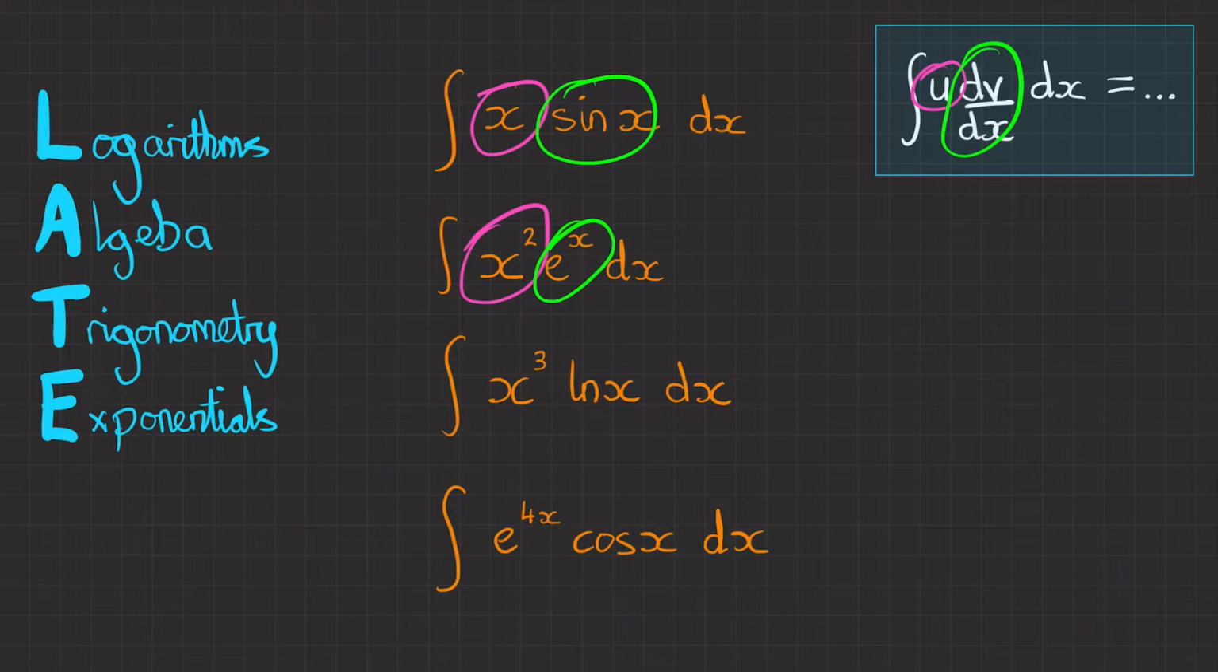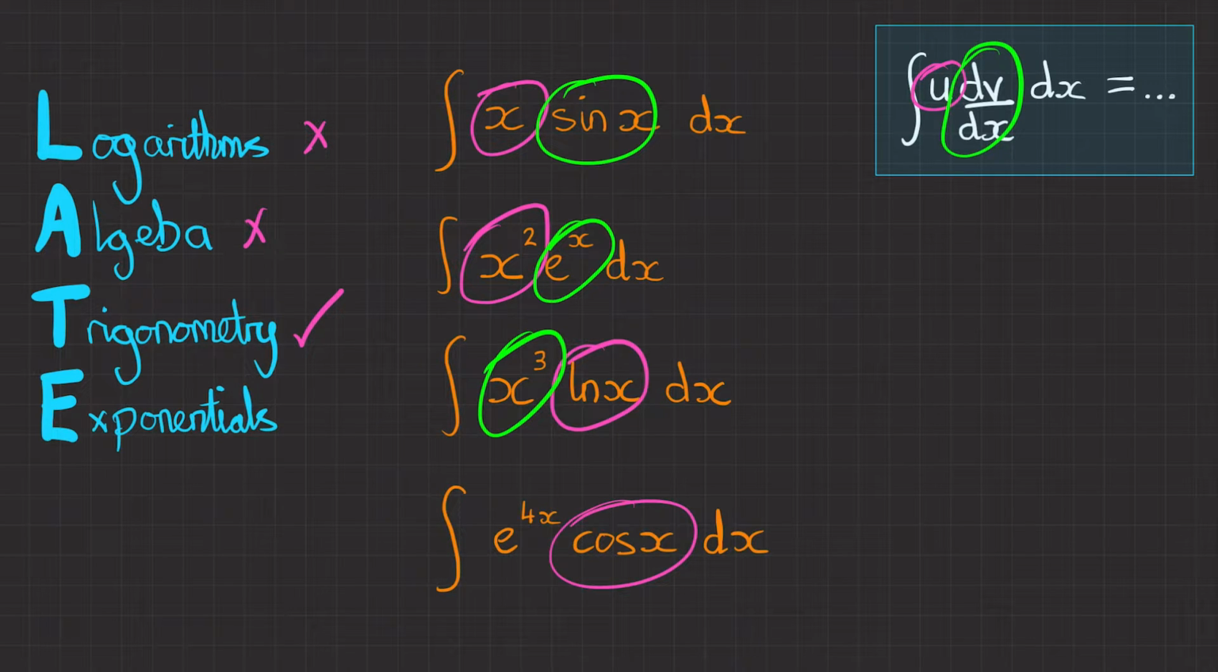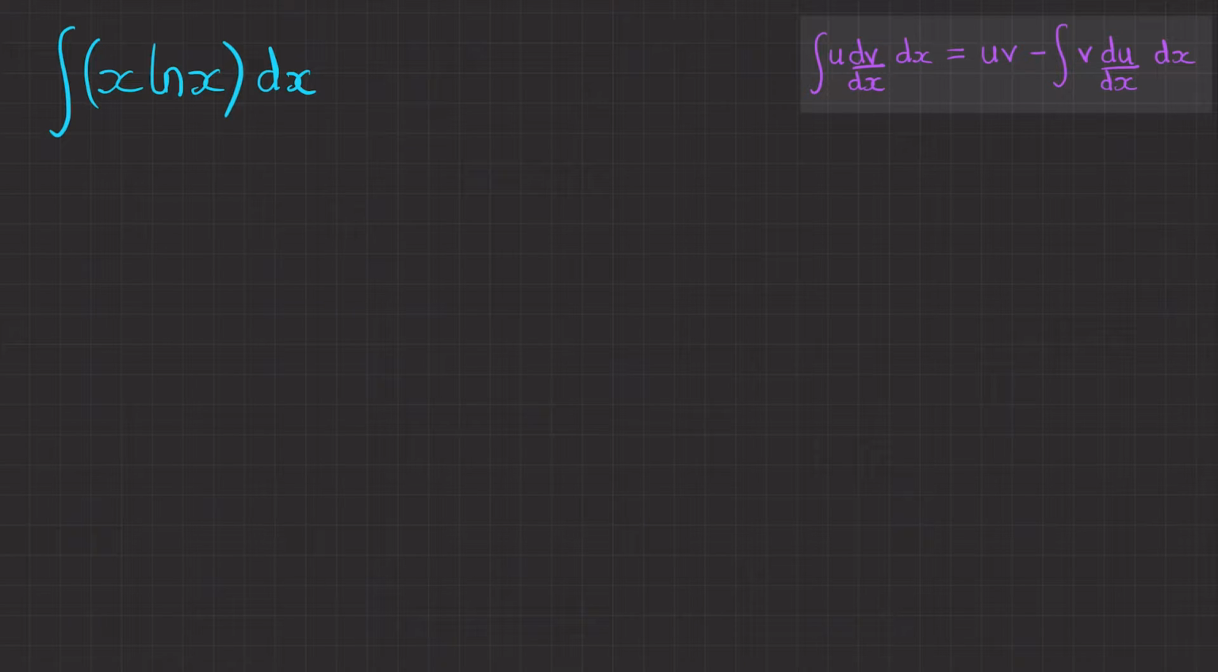The third one, we've got an x cubed and an ln x. Well, we have got logarithms, so our ln x will be our u value, and therefore our algebra term will be our dv by dx value. And for the last one, we've got no logarithms, we've got no algebra, but we have got a trigonometric value, so our cos x will be our u value, therefore our e to the 4x will be our dv by dx value, and that's the last on the list. So applying all this knowledge into a question now, let's give this a go.